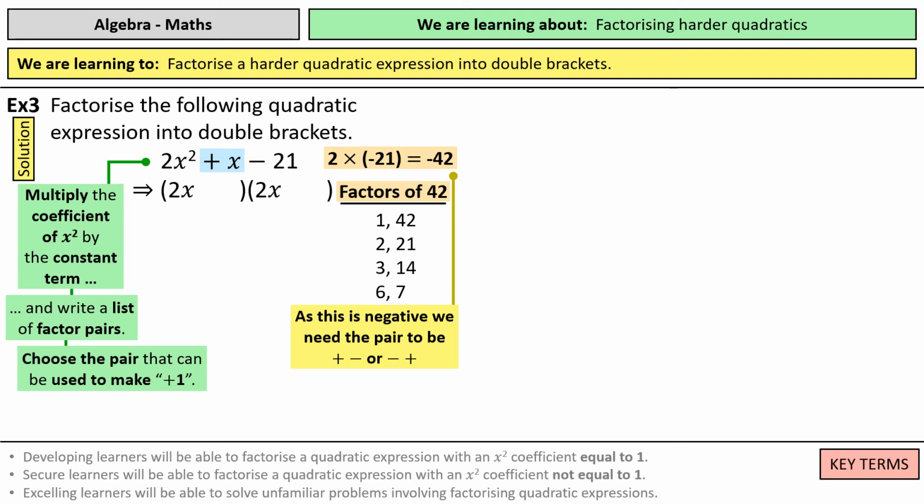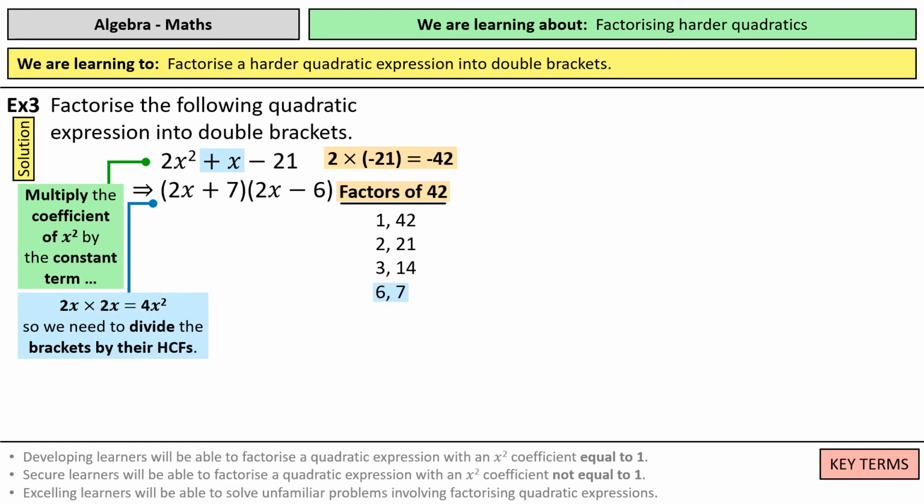Okay, that's what these little notes say. As this is negative, we need the pair to be plus and a minus, or a minus and a plus, which is exactly what plus 7 and minus 6 is. We can put those into the brackets, plus 7 minus 6, and in this case, it's the second bracket that can be reduced. I'm using the word simplified, not quite the right term, but basically 2 goes into 2x and 2 goes into 6, so we can divide that second bracket by 2, giving us the final answer 2x plus 7, and the second bracket becomes x minus 3.